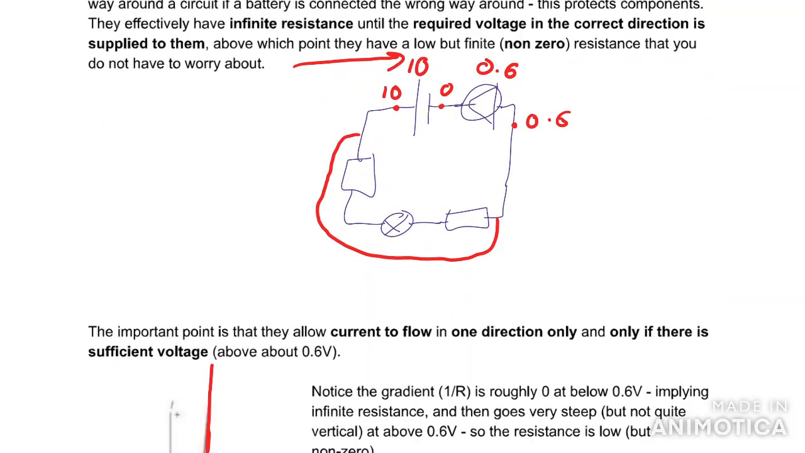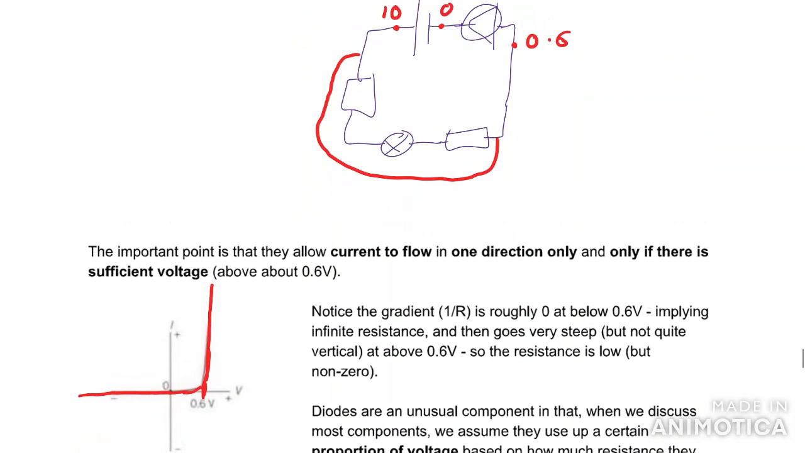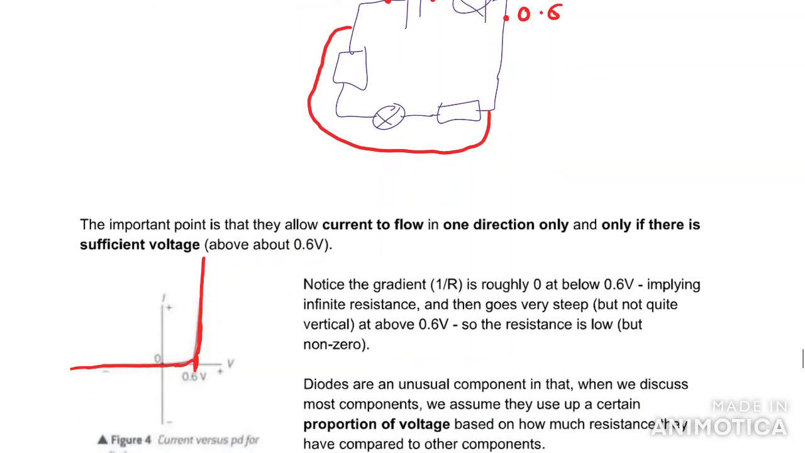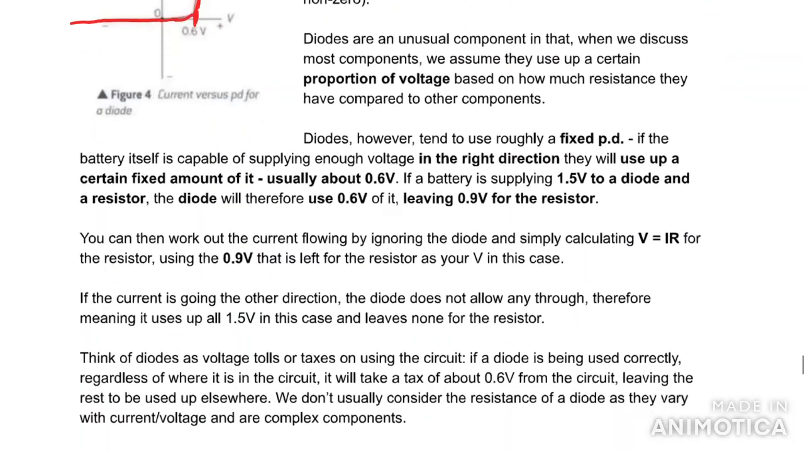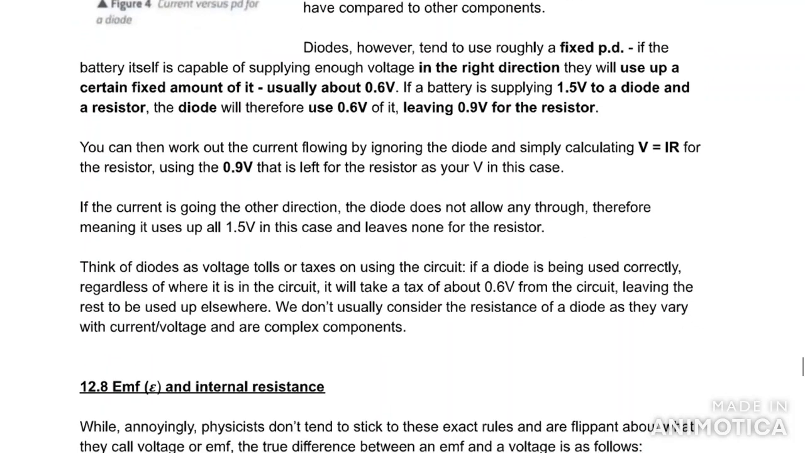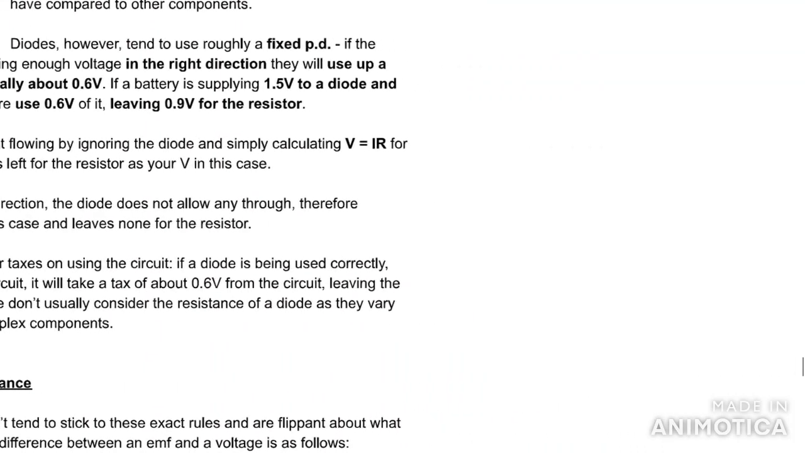Usually when we work out voltage, we say that they get a certain proportion depending on the resistance. Whereas with diodes, you just know they're little gates and they take a toll and they're very happy. Once they've got to 0.6, they just say, yep, that's enough for me, and spend the rest amongst the other components. So let's do a very simple question using a diode.